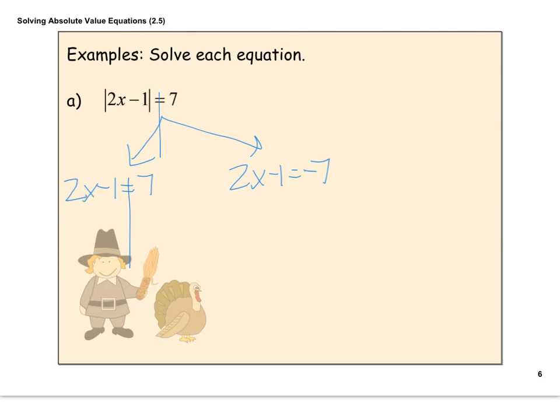Line through our equal sign. Keep, change, change. We undo addition or subtraction first. So the opposite of plus is a minus, a -1 on both sides. So we're left with 2x equals, careful with your math, 7 minus -1 is 8. Dividing by 2, x equals 4. So here's one of our solutions.